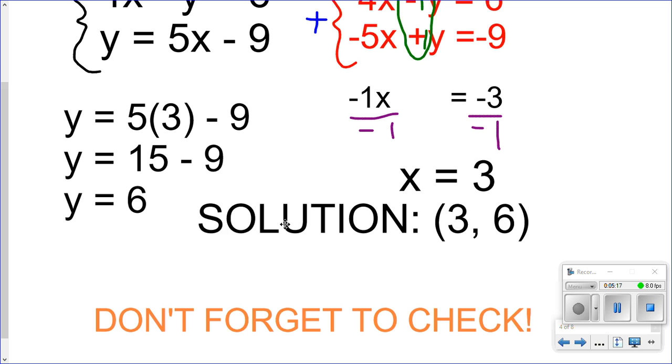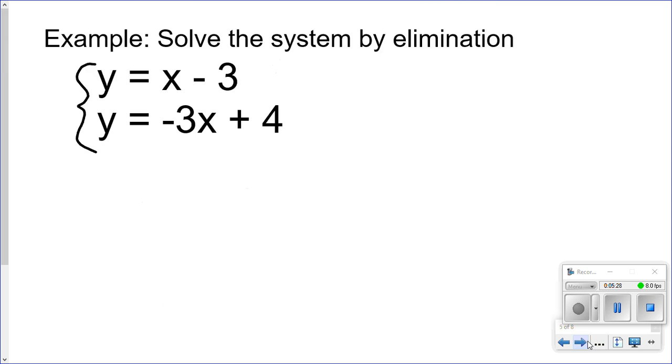Okay? And then I can check it by hand by plugging in the x and y into the two original equations. Okay? So, I think the next one's an example. Here's another example.